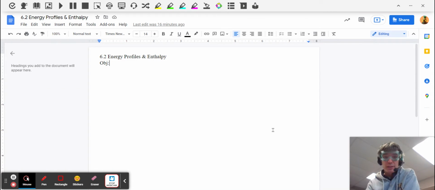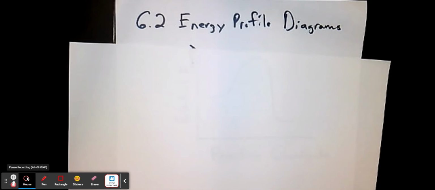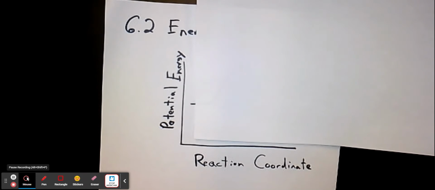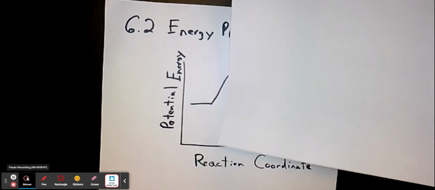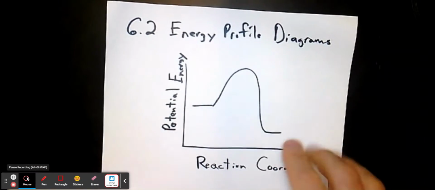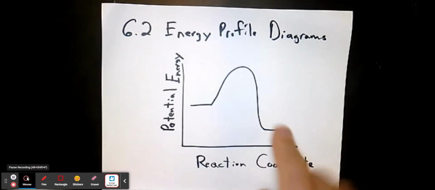Everybody. Our objective here is to really understand energy profiles in terms of enthalpy, exothermic and endothermic, and chart them and understand what it's telling you. Remember, an energy profile diagram is where you're charting potential energy and your reaction coordinate. And the reaction coordinate is like what the molecules do, what they look like. And they look like these are what the profile diagrams are. Something like this. This would be exothermic.